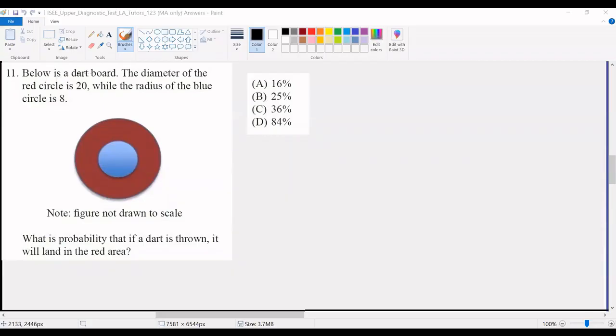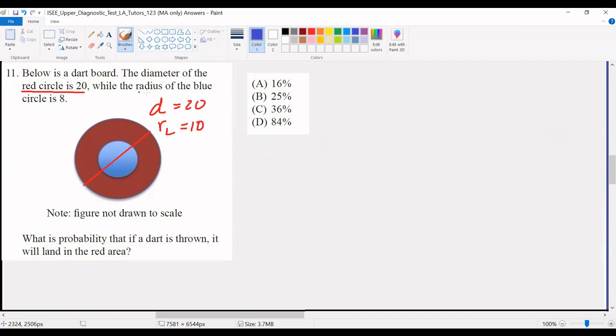Number 11, below is a dartboard. The diagram of the red circle is 20 centimeters. So let's start keeping track of this information and see if it's useful. Going across from one end to the other, this tells us that our diameter for the red circle, the largest circle of all, is equal to 20. That tells us the radius of this larger circle, r sub l, is equal to 10.